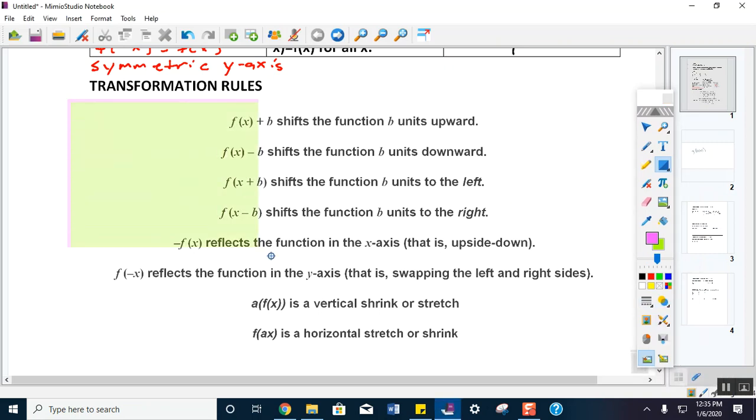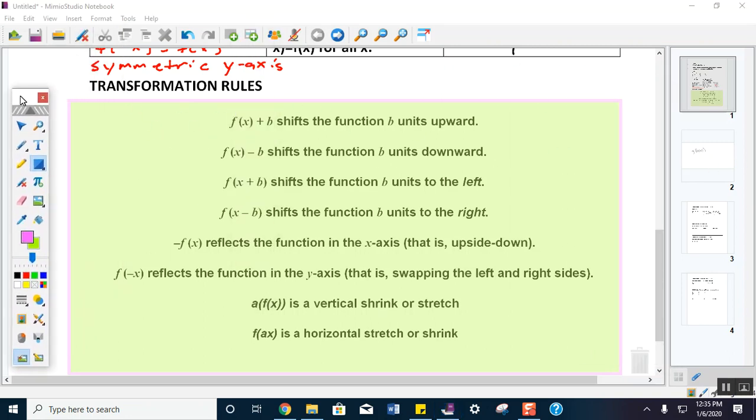Transformation rules. These are big here. You might want to put a box around these and highlight them, because these are pretty important. There's a few more on the next page. But kids, if you have an original function such as f of x, it might be a rational function, some kind of polynomial function, exponential, logarithmic, whatever it is, these are going to be rules right here. So if I add b right here, what direction does it say it shifts? Upward. Okay, do I need to read through these or can you?